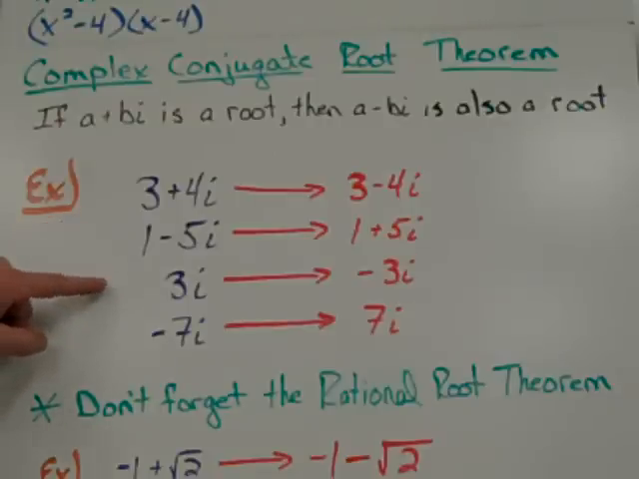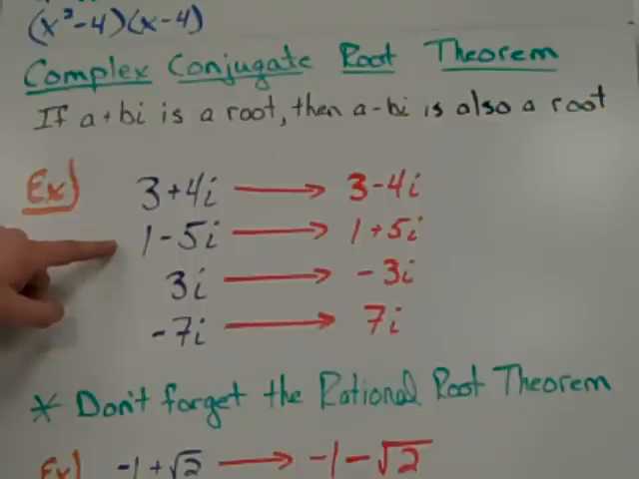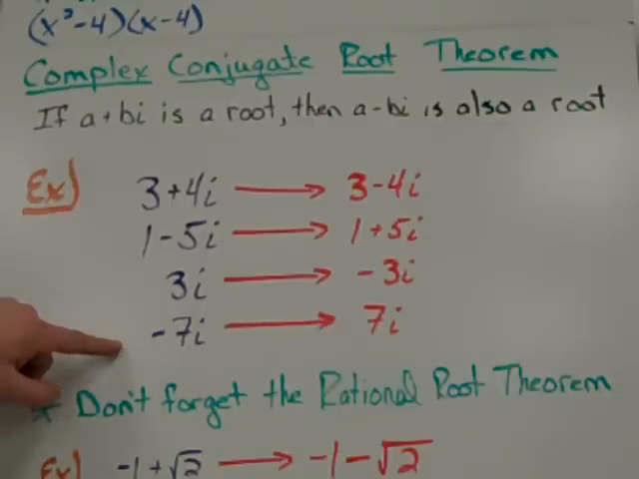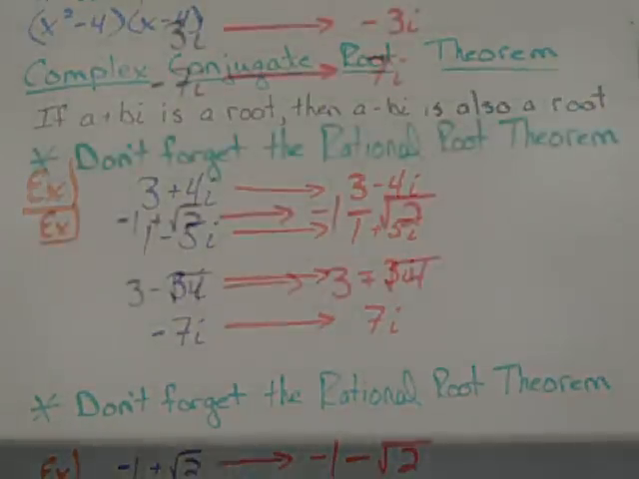And here's a couple more examples of that, like 1 minus 5i, its conjugate is 1 plus 5i. If you got 3i, its conjugate is -3i. And then -7i, its conjugate is +7i. So if one of these is a root, then the other is automatically a root also.